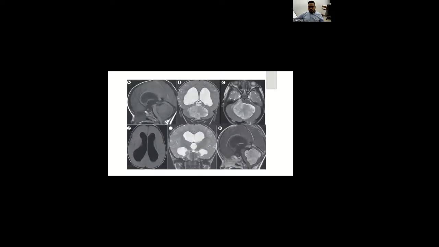So these are multiple sections from the MR of a young patient in which we can see a large heterogeneously enhancing lesion at the level of the fourth ventricle, and the lesion is causing supratentorial hydrocephalus. This was a case of ependymoma.